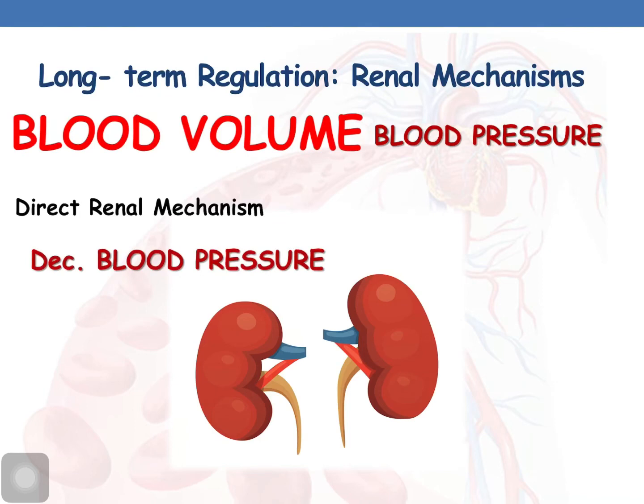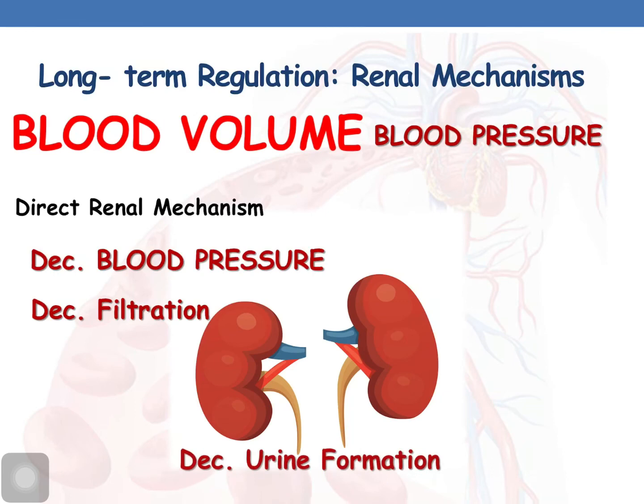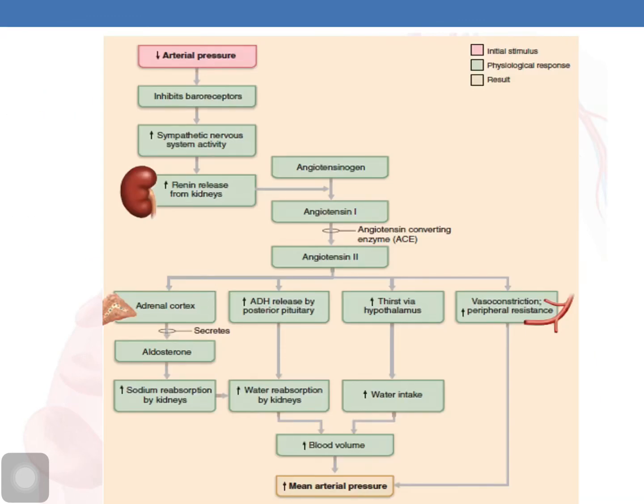The direct renal mechanism works this way. When there is decreased blood pressure, there will be decreased blood flow going to the kidneys. Thus, there will be a decrease in the filtration rate in the kidneys. A decrease in filtration rate causes decreased urine formation, and this decreased urine formation increases blood volume, thus increasing blood pressure. Next, we go to the indirect renal mechanism.